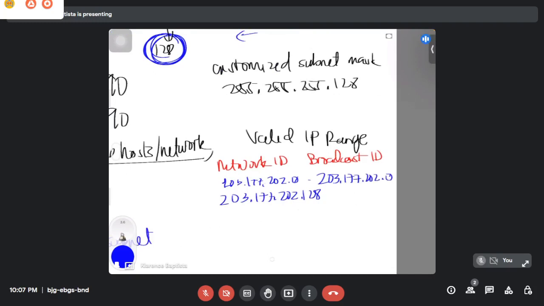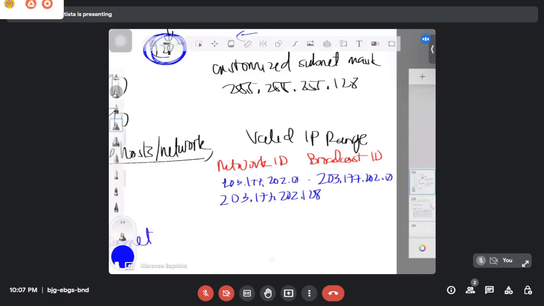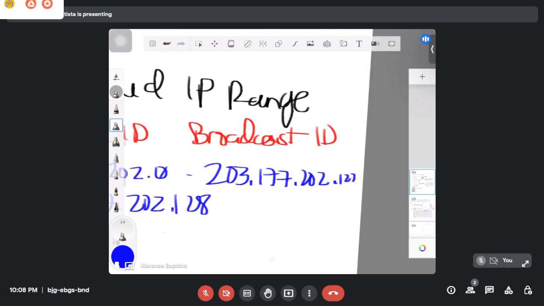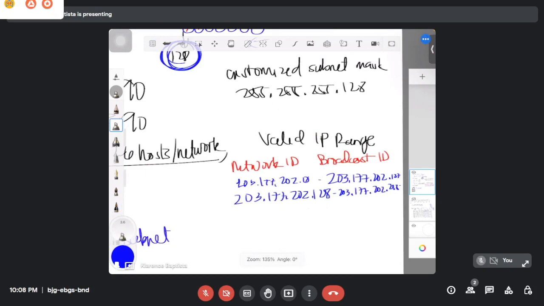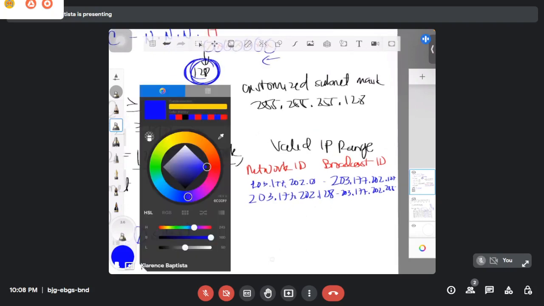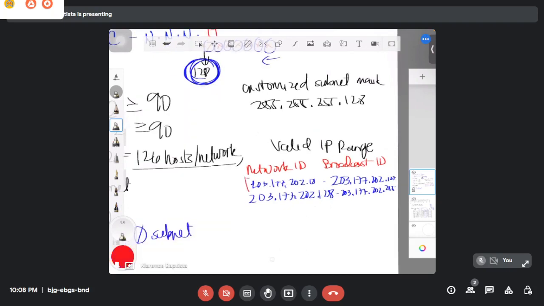Kaya ngayon, the broadcast ID would be 203.177.202.127, sorry, hindi pala 0. And then the last one is 203.177.202.255. So, kung mapansin nyo po, both will be the first and the last. Kaya po wala siyang subnet. No? So, wala pong nasa pagitan nilang dalawa.